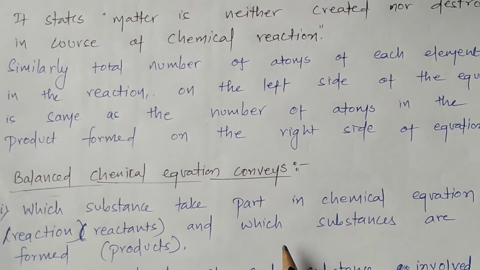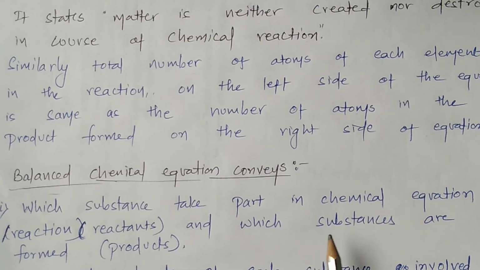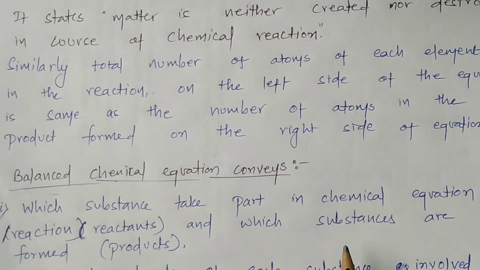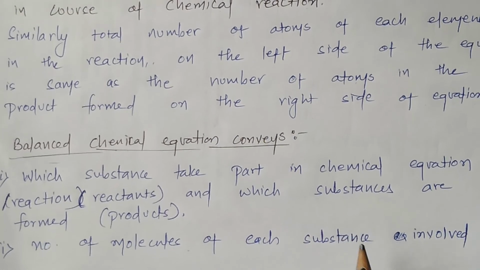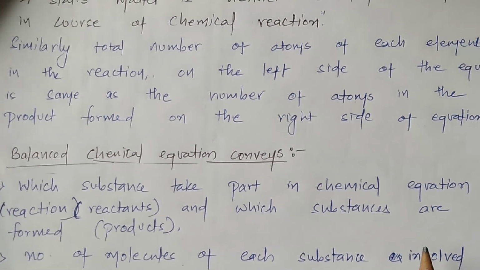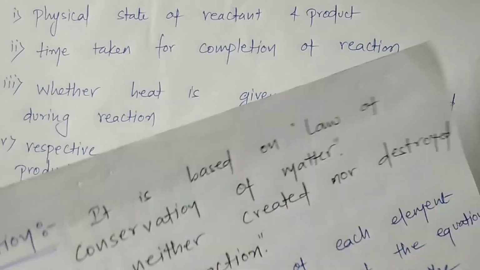So what does a balanced equation give you? It gives you the data on which substances are taking part in the reaction, that is, the reactants, and which substances are formed, that is called the products. Then it also tells us the number of molecules of each substance which is involved. This is a very easy thing.